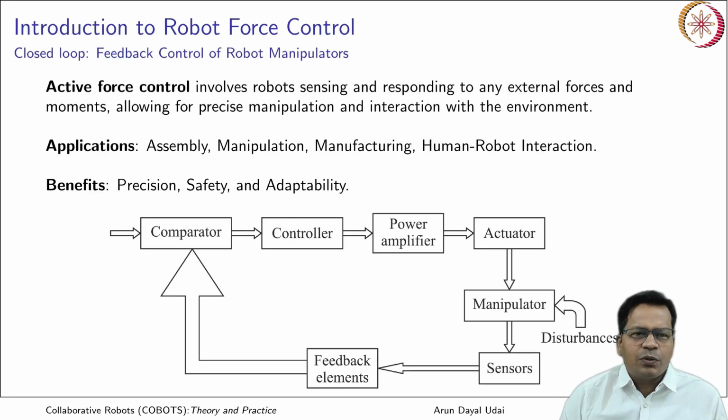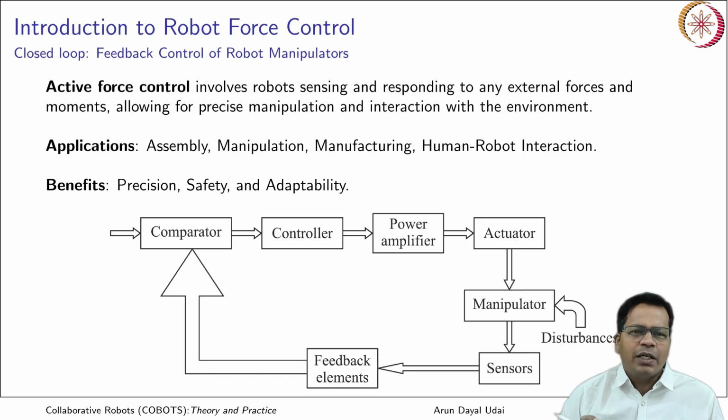So what is force control? As you have already seen in my earlier week, that is week 1, I have showed you various applications of force control, that is through assembly operation, manipulation, manufacturing and robot human interaction. Those were the applications of cobots. So how is that done? Those were all done using robot force control. Force control involves robots sensing and responding to any external forces and moments, which allows for precise manipulation and interaction with the environment.